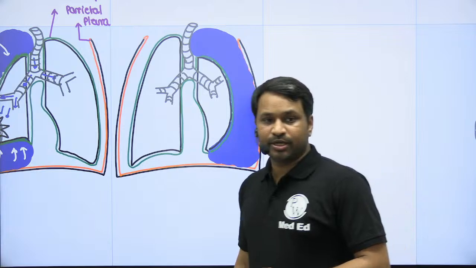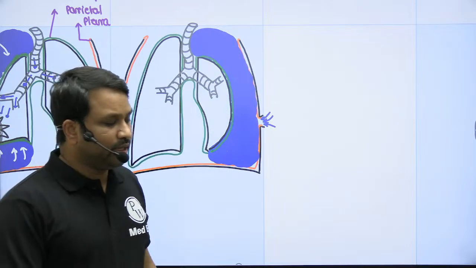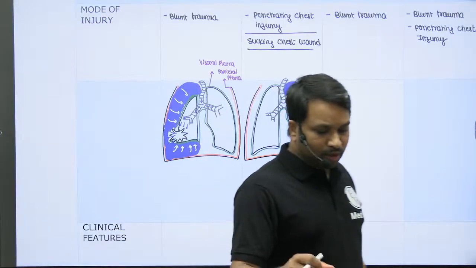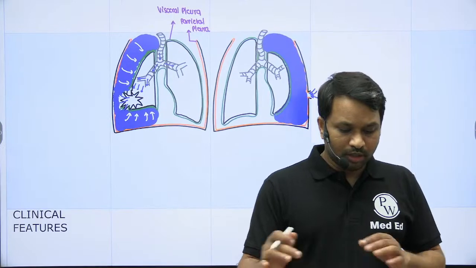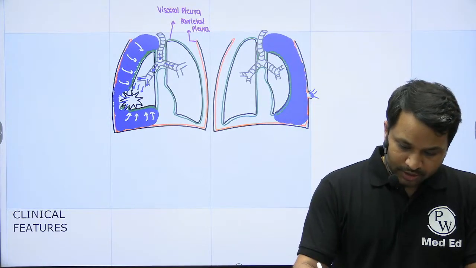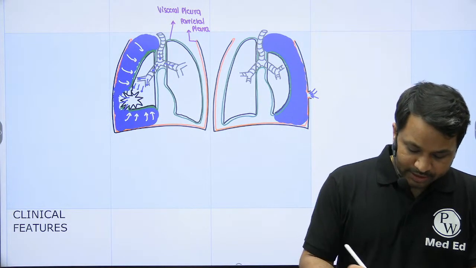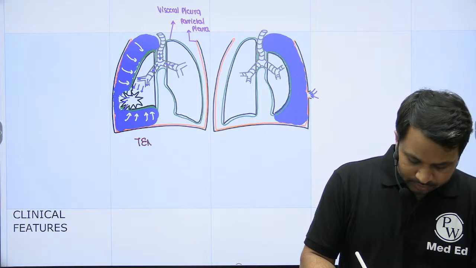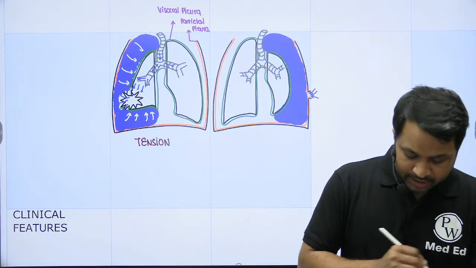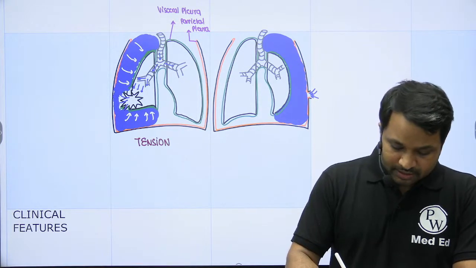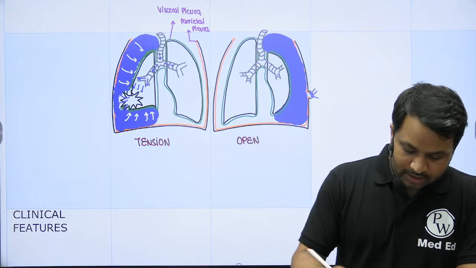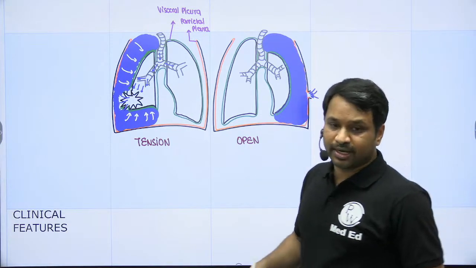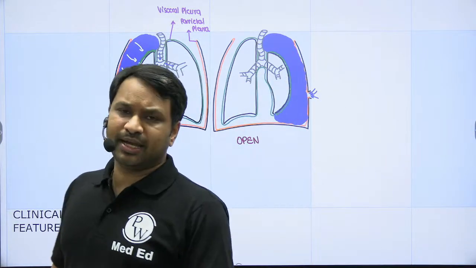There will be this tracheal deviation present on the opposite side, and this is what we call a tension pneumothorax. So you can see here, there is an air leak within the thoracic cavity. This is an open pneumothorax where the air is entering from the outside. Hence it is open and there is a one-way valve.